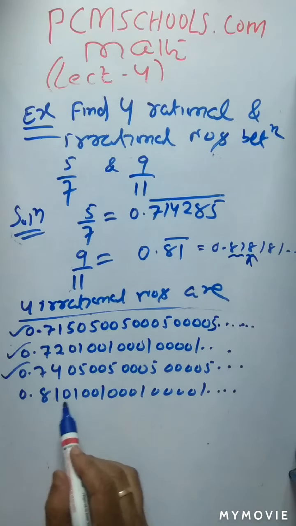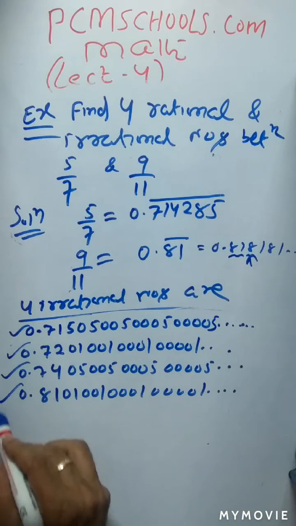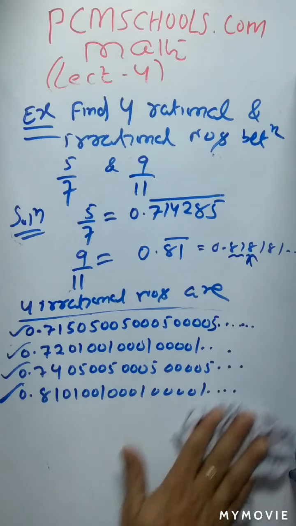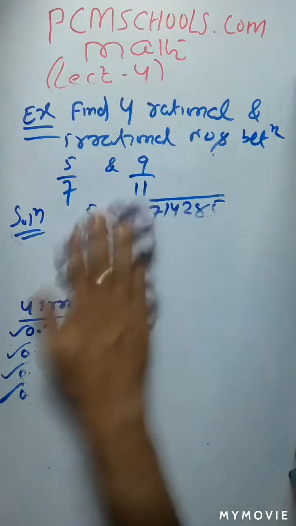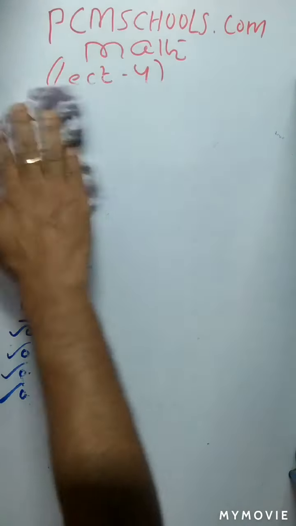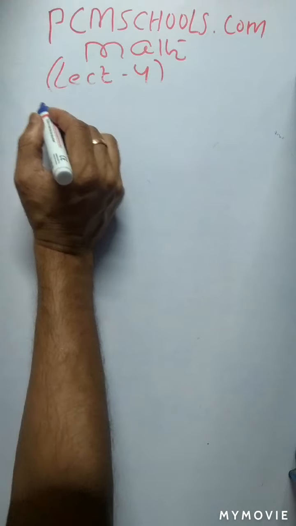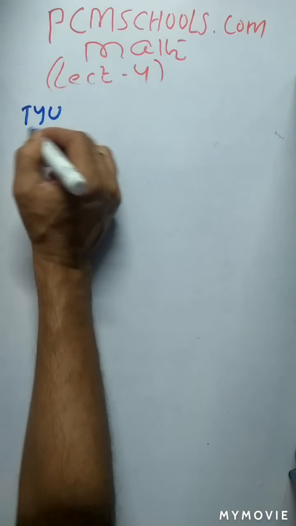So finally I can take 0.8101. You see here it is 0.8181, so after 0.81 there is an 8 term. So here I am taking 0.8101. Definitely this value is less than 0.81. So this is also another irrational number. So I got four irrational numbers in between 5 by 7 and 9 by 11.